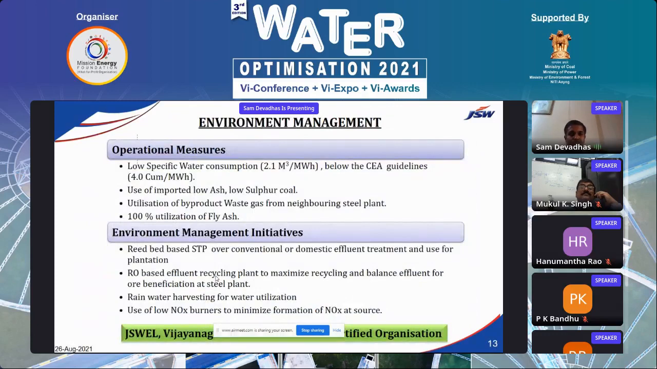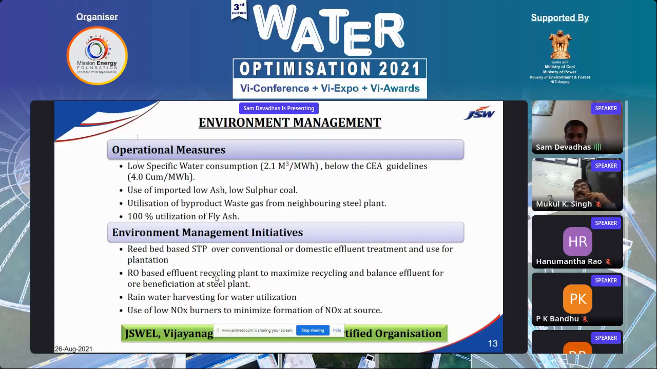And these are some operational measures. We are especially using imported low ash, low sulfur coal. Before we procure any coal, it is assessed by an internal team, especially for its ash percentage as well as the sulfur content. So any coal having a sulfur content of 0.6% and above, we do not go for procurement, and coal with ash content of less than 15%, we do not take for purchase. And on utilization of byproduct waste gas, as I explained already, we have been conserving about 1 lakh tons of coal on a yearly basis.